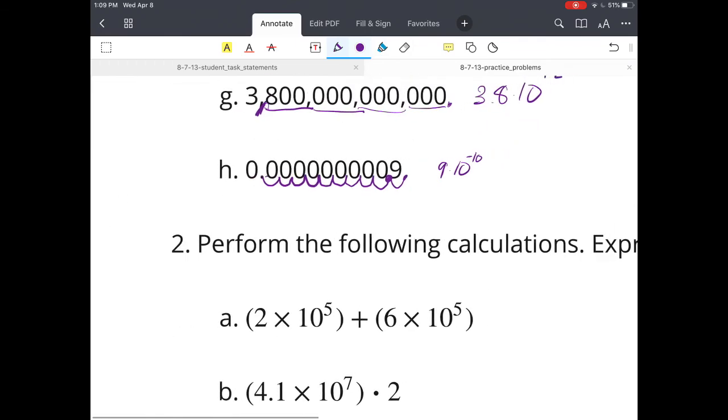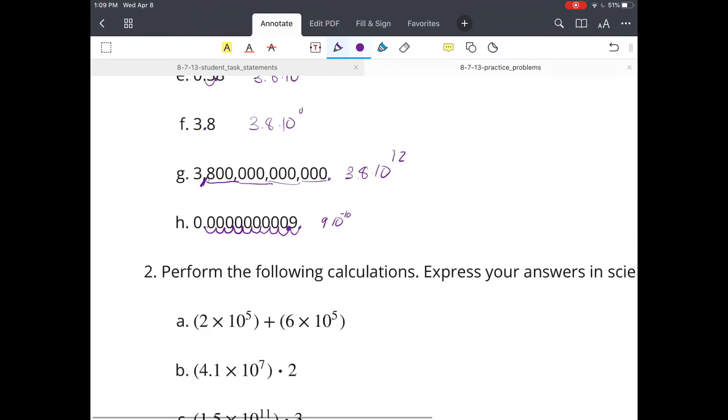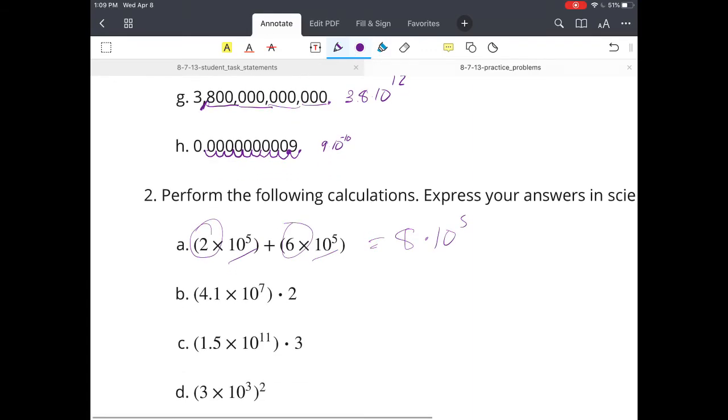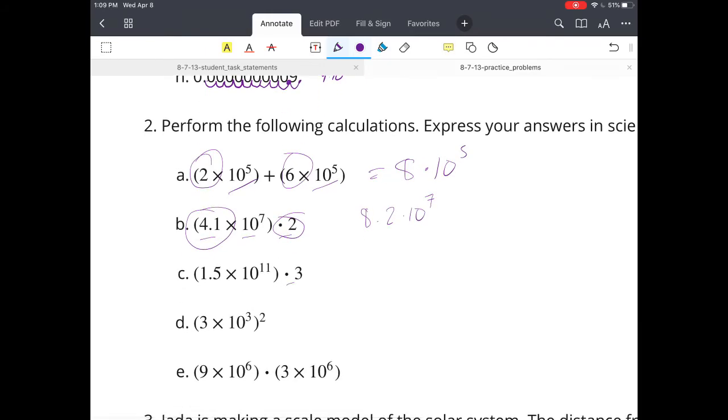All right, so performing the following calculations. Since they have the same exponent here, we're going to end up just adding these numbers. So that's going to be 8 times 10 to the 5th power. This next one, since it's all multiplication, we can multiply the 2 and the 4.1. That's 8.2 times 10 to the 7th. Multiplication again, so 4.5 times 10 to the 11th.